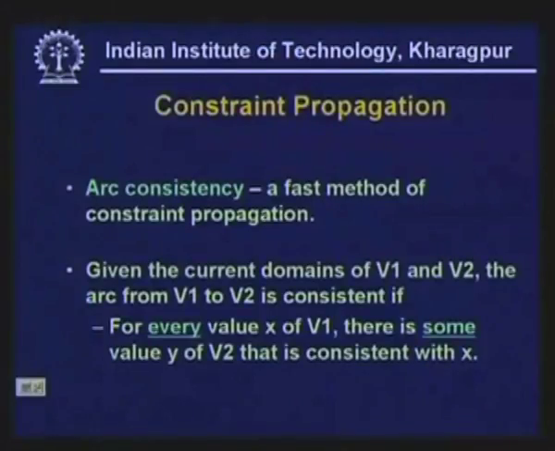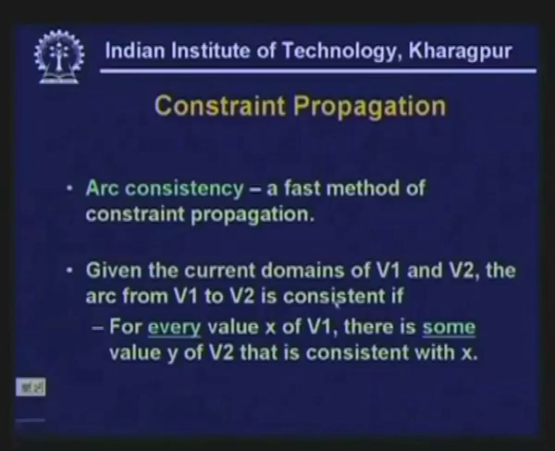So, first let us explore constraint propagation. Now, arc consistency is a fast method for constraint propagation. This is how arc consistency works. Given the current domains of V1 and V2, the arc from V1 to V2 is consistent if for every value x of V1, there is some value y of V2 that is consistent with x.